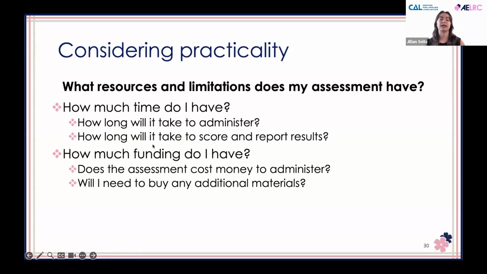The primary question to ask yourself when considering practicality in assessment design is the following. What resources and limitations does my assessment have? You might answer this question by thinking about the amount of time you have, both for administering the assessment and scoring it. You'll also want to think about how much funding you have, the labor costs of who needs to be there to administer the assessment, and any materials that you have to purchase for it.